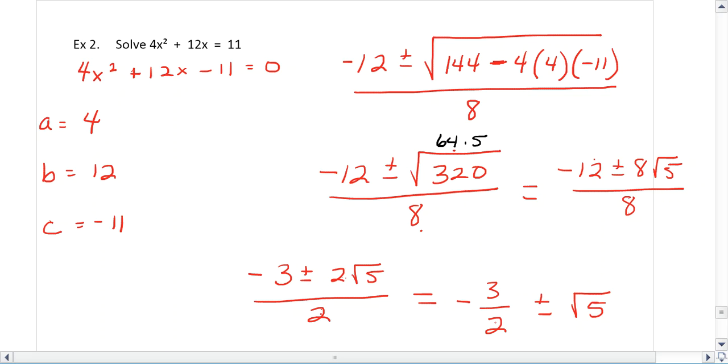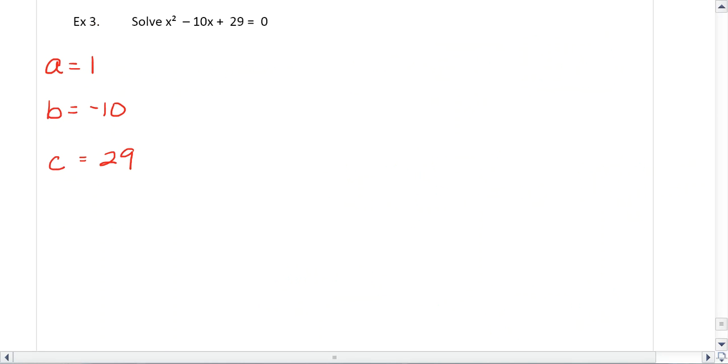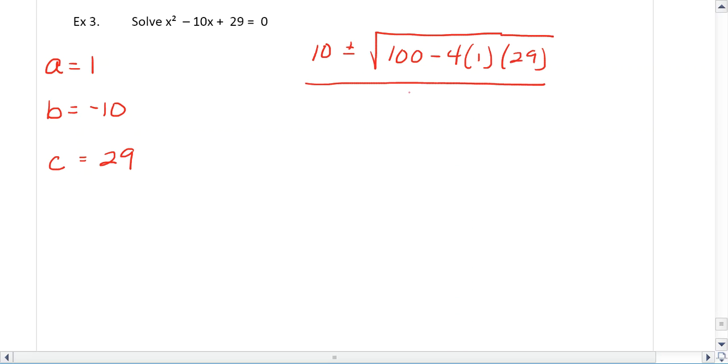All right, one more example. This quadratic is already in standard form, so I pulled out the coefficients, and let's put them in the quadratic formula now. Minus b becomes a positive 10 plus or minus the square root. B squared is 100 minus 4 times 1 times 29 all over 2 times 1, which is 2.